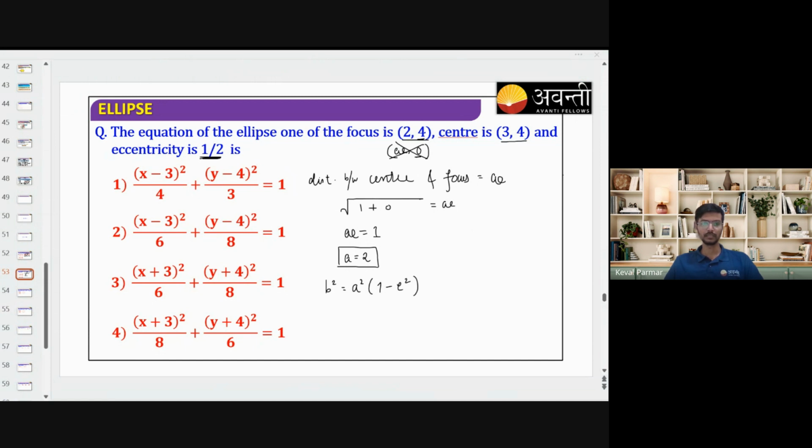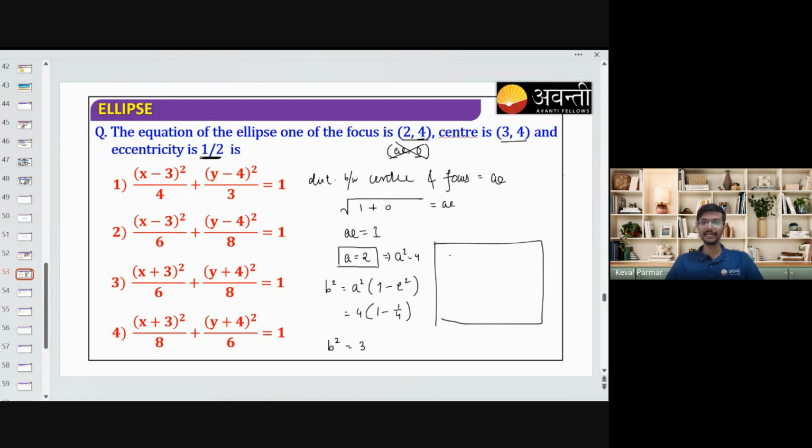b square will be equal to 4 into 1 minus 1 by 4. If I take the LCM, I think I'll get 3. So b square equals 3, and that means a square equals 4. So what will be the equation of the ellipse, guys?